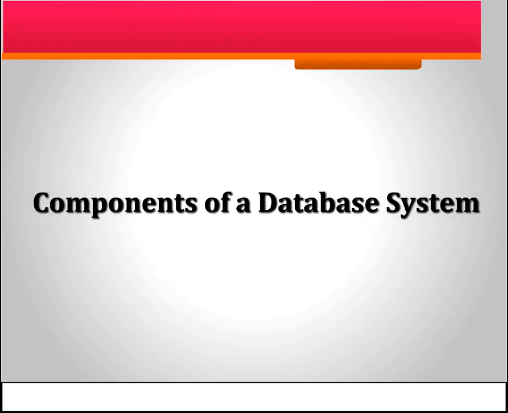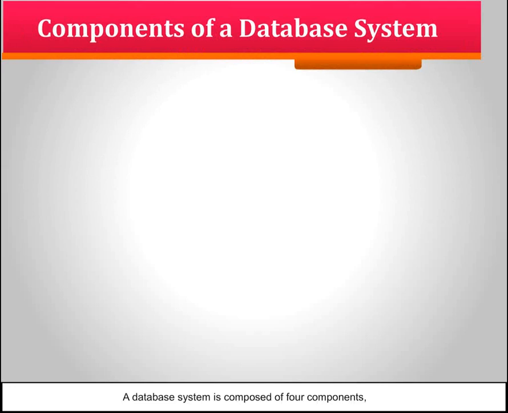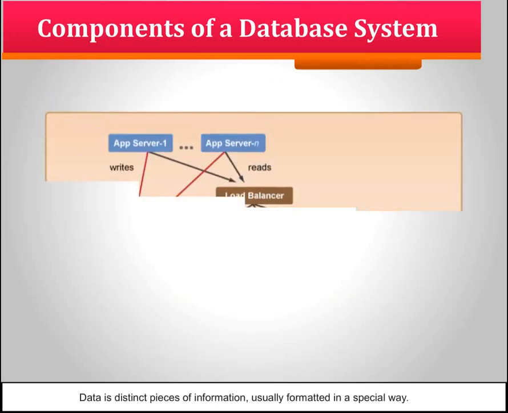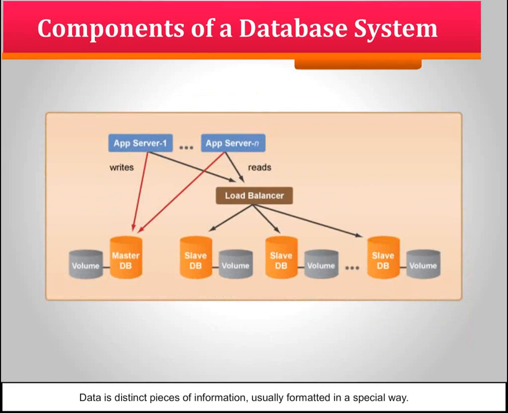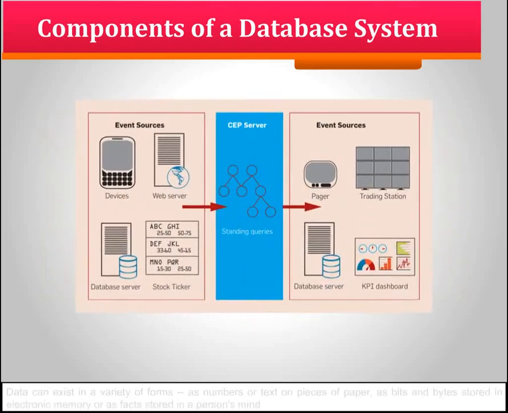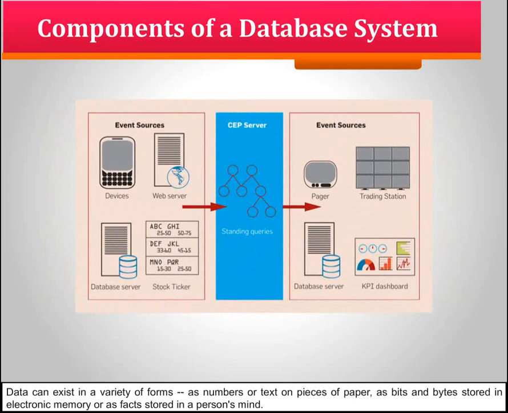Components of a database system. A database system is composed of 4 components. Data is a distinct piece of information, usually formatted in a special way. Data can exist in a variety of forms, as numbers or text on pieces of paper, as bits and bytes stored in electronic memory, or as facts stored in a person's mind.